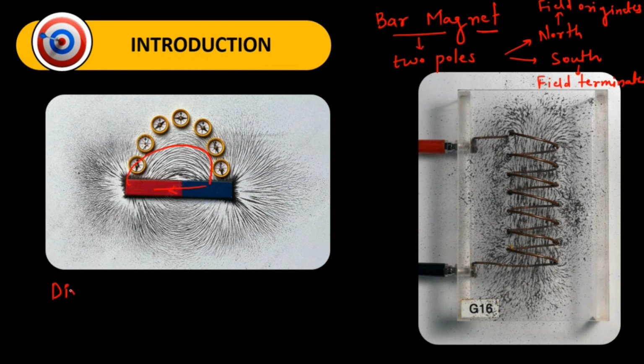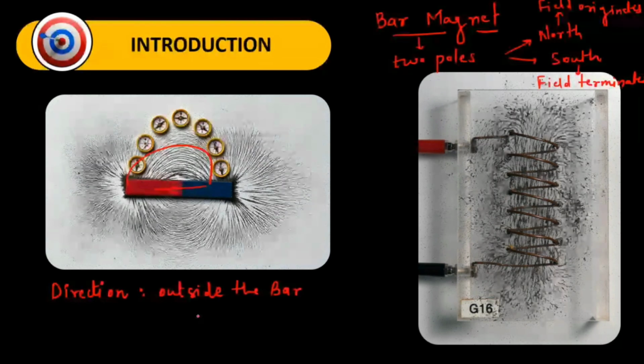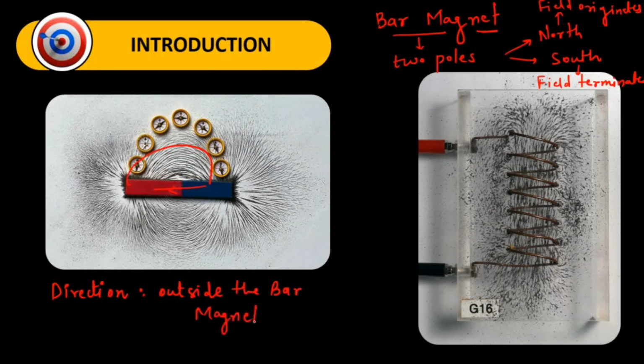So always remember the direction of field. Outside the bar magnet, it is north to south, but inside the bar magnet, it is from south to north.